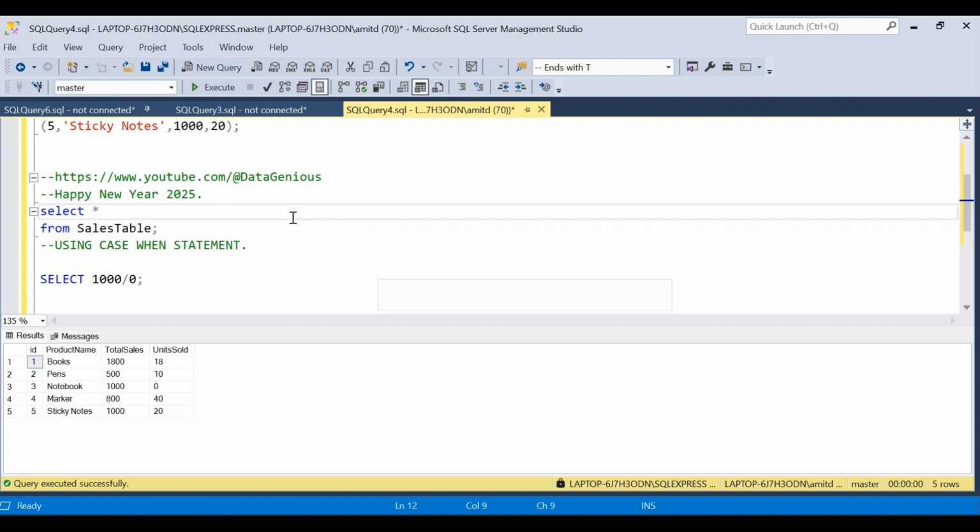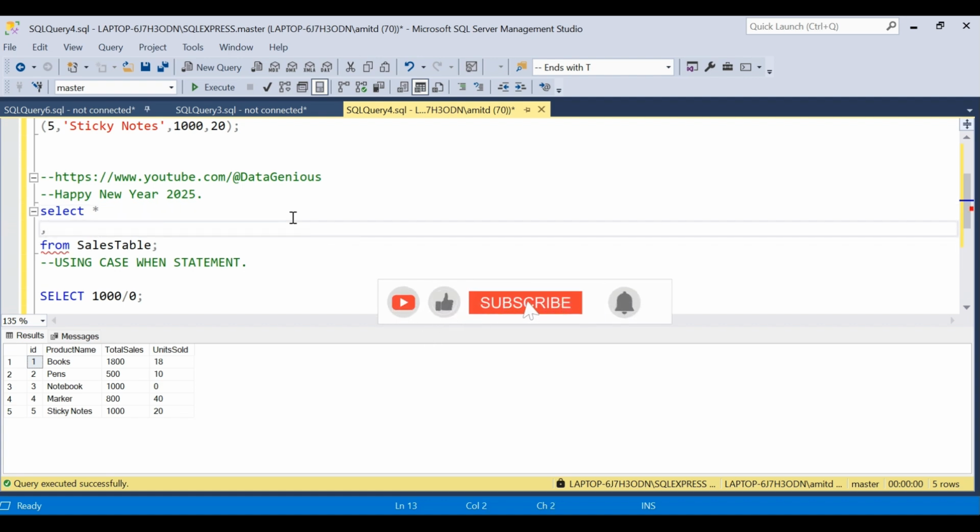So let's start. I hope you have an idea about the case when statement. Before I start, I would like to remind you of one important point: a case statement only returns values of the same data type. For example, if we use a case statement for this particular column unit sold, which is of type integer, we cannot return a float or any data type other than int.